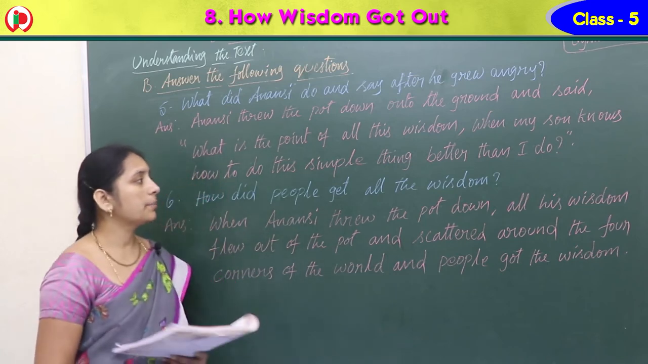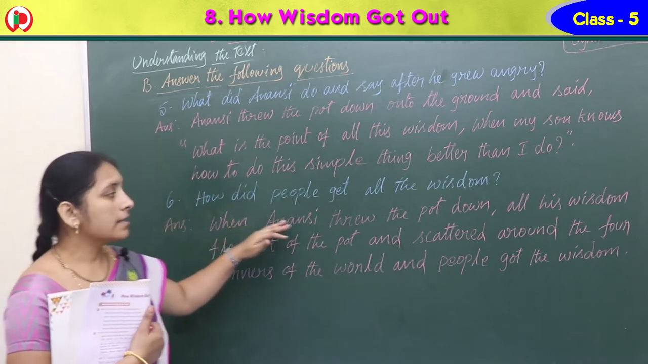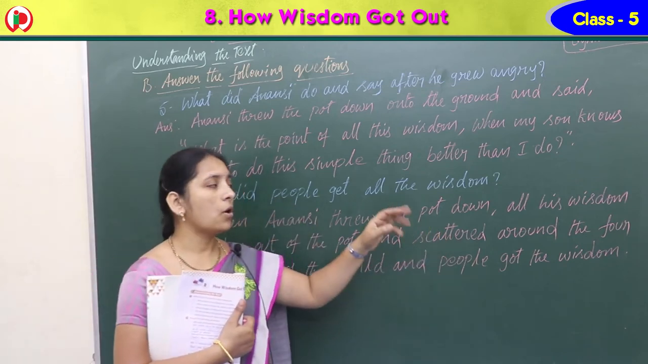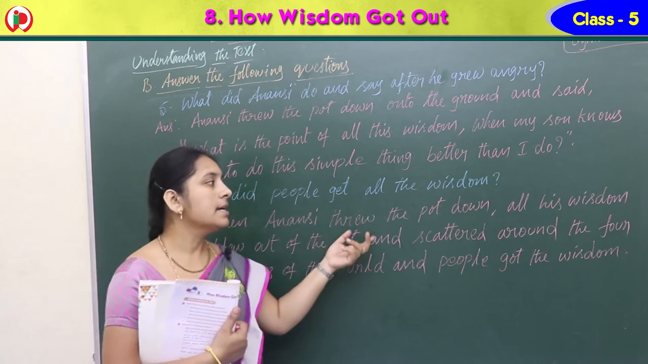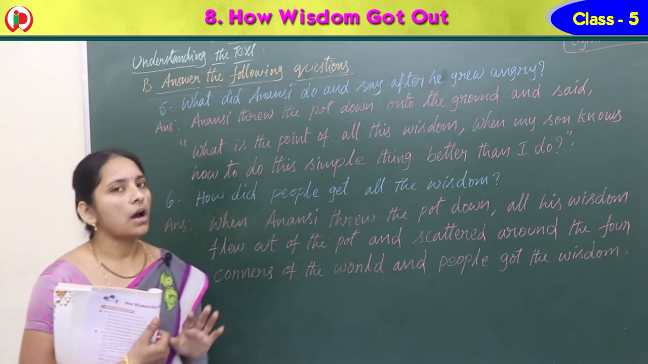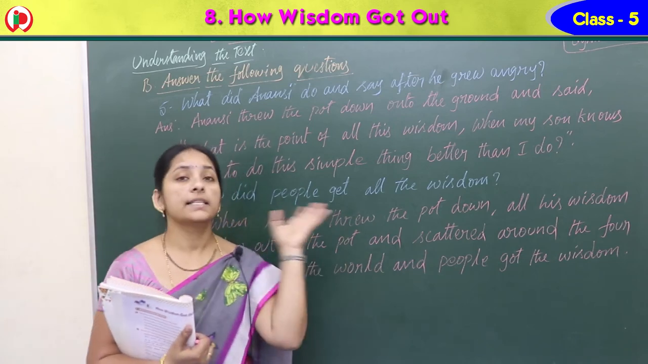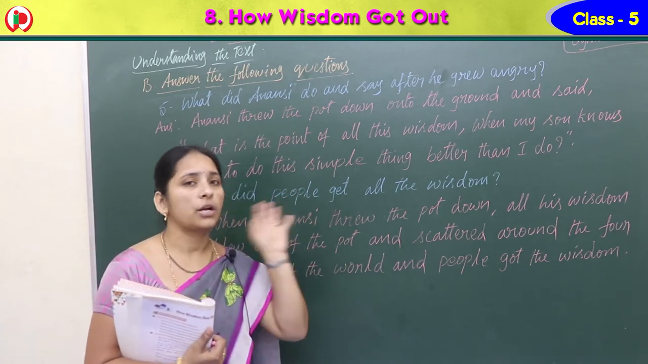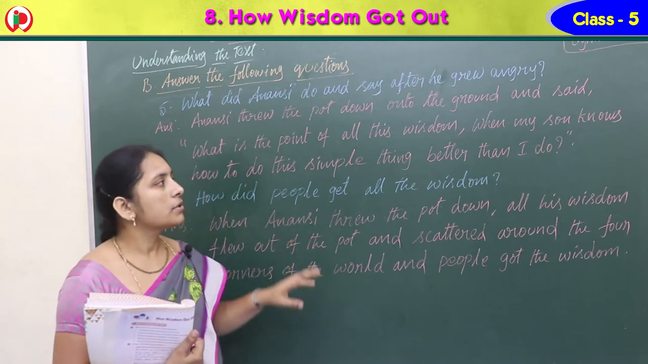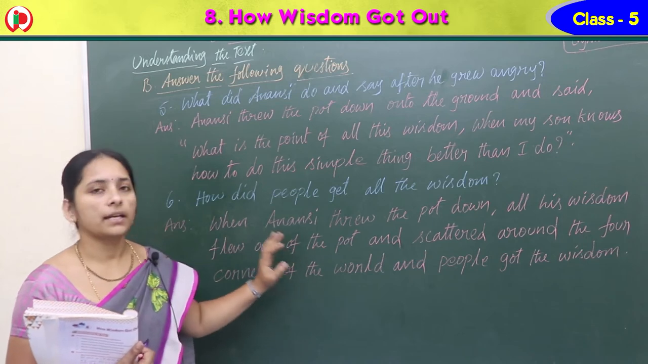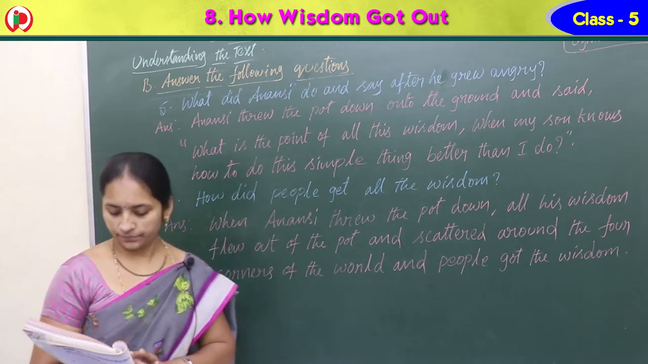Okay, children, how did the people get all the wisdom? Yes, when Anansi threw the pot down, all his wisdom flew out of the pot and scattered around the four corners of the world, and people got the wisdom. Scattered means it's spread over in all directions, then the people got the wisdom, right? So these are the question answers. All of you write answers in your book. Then we can do the next one.